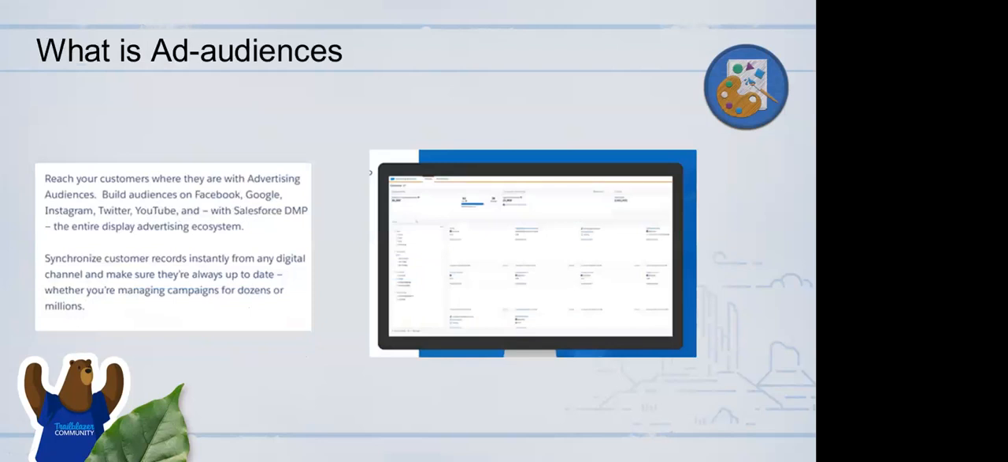Now, what is an ad audience? An ad audience, in a nutshell, is the people whom you want to show the ad or target with the ad on any of these social channels. You can reach out to these customers or prospects on any of these social channels, whether that be Facebook, Google, Instagram, Twitter, YouTube, and so on. These are based on the segmentation rules that you apply, or on segments that you create offline as well, which you can upload on Marketing Cloud and then run ads on them.